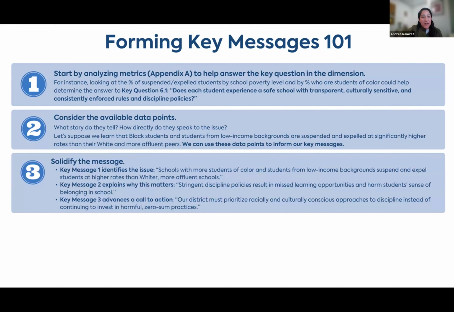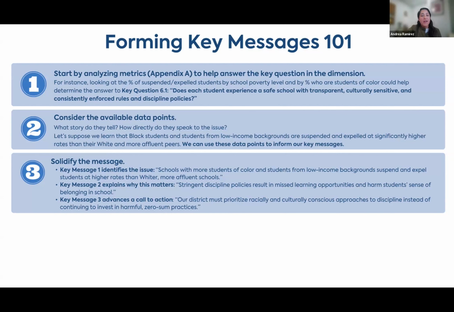So now that we've found the data points and analyzed them, we want to go ahead and solidify those key messages. Key message 1 identifies the issue, key message 2 explains why it matters, and key message 3 advances the call to action. So in this case, what's the issue? Students of color and students from low-income backgrounds are suspended at higher rates than their white peers. Why does it matter? These discipline policies result in missed learning opportunities and they harm a student's sense of belonging.